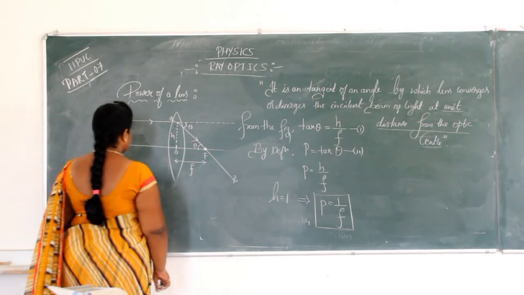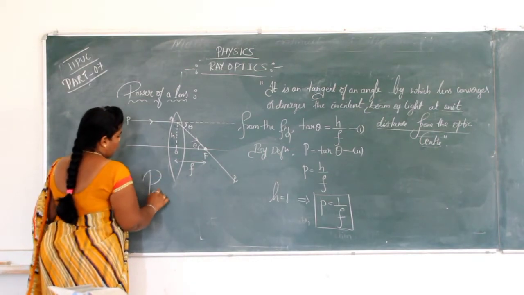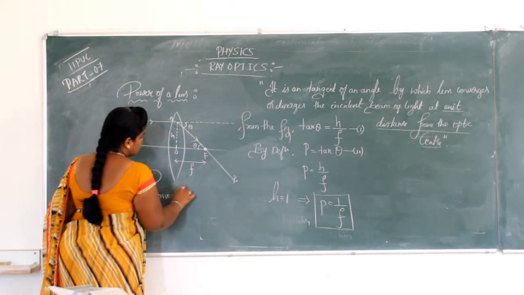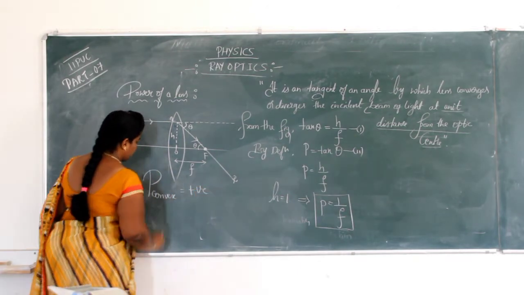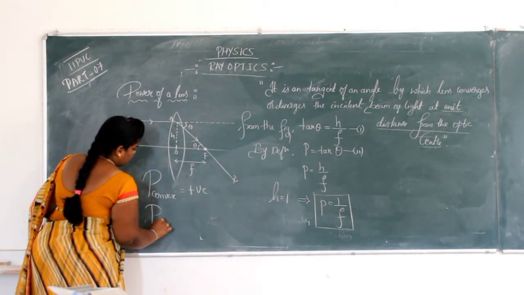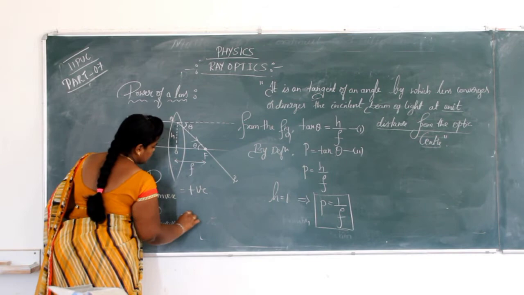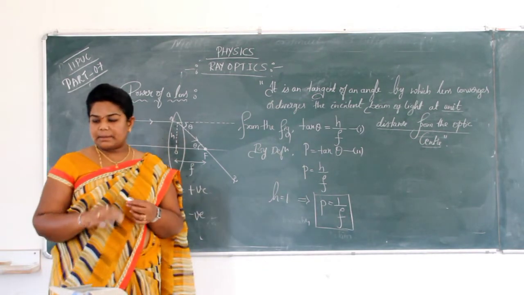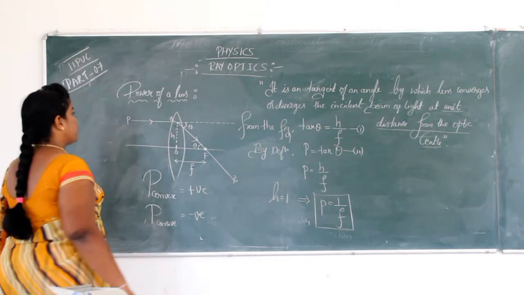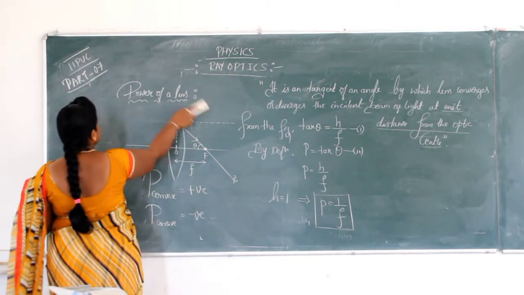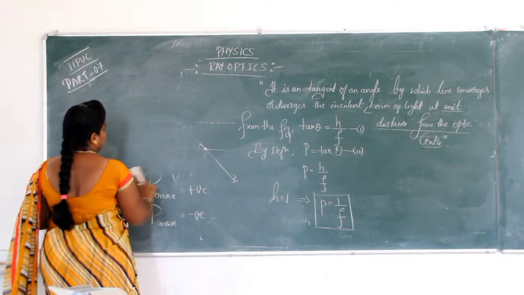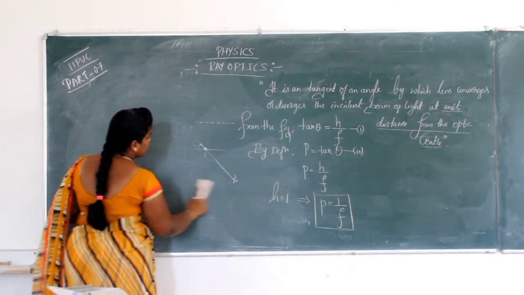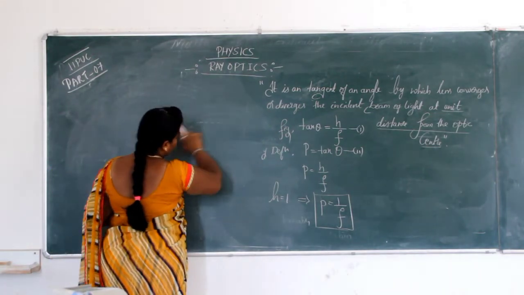Please be careful, dear students. The power of a convex lens is always positive and the power of a concave lens is always negative. Okay? We discussed the power of a lens. In the previous class we discussed its SI unit also, and now we should know the linear magnification also.